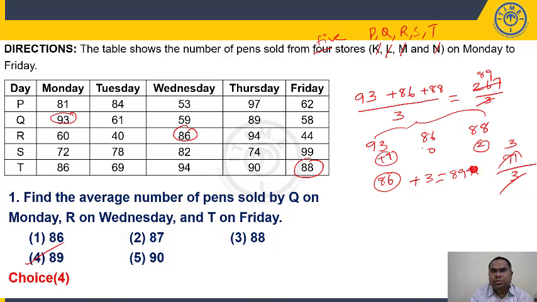Right? So I'm assuming 86. So 93 is 7 more. 86 is 0, it's not more or less, exactly 86. 88 is 2 more. So 7 plus 2, 9 more. This 9 you have to divide across 3 people, or 3 stores, or 3 days you have to divide.